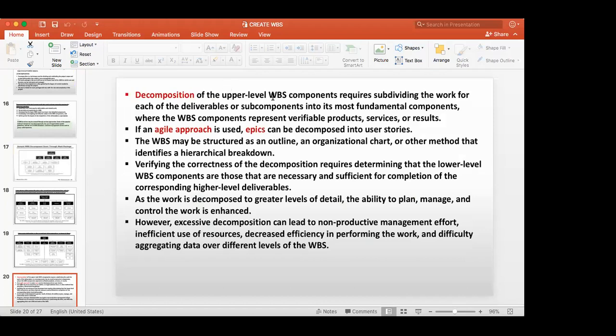Decomposition of the upper level WBS components requires subdividing the work for each deliverable and subcomponents into smaller fundamental components. Where the WBS component, I think, structure as an outline. මේක තියෙන ඔක්කොම ටික.